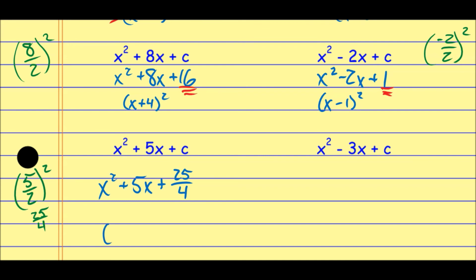And if I were to build a bridge and find two numbers that multiply to a positive 25 fourths but add to a 5, I'm going to find that that's a 5 halves. And that's what this guy factors into. And I'm using a shortcut to come up with that.